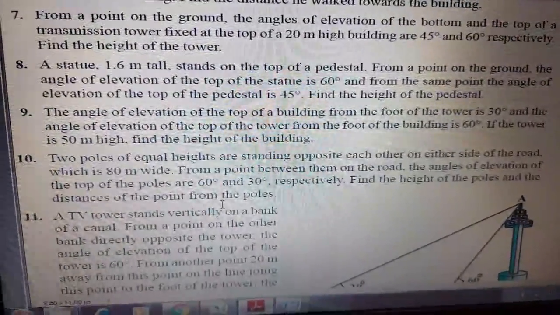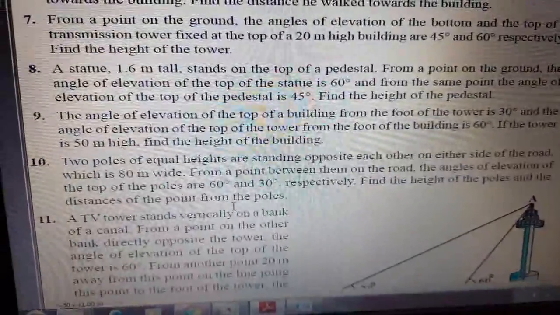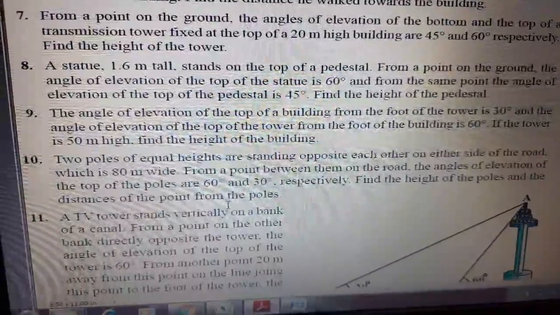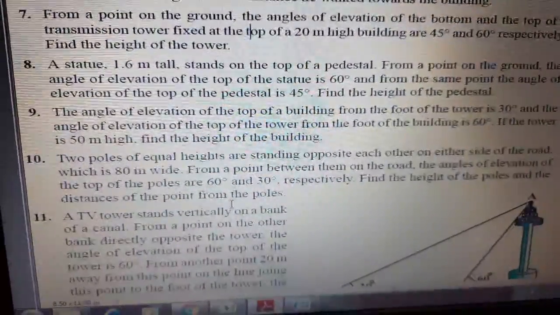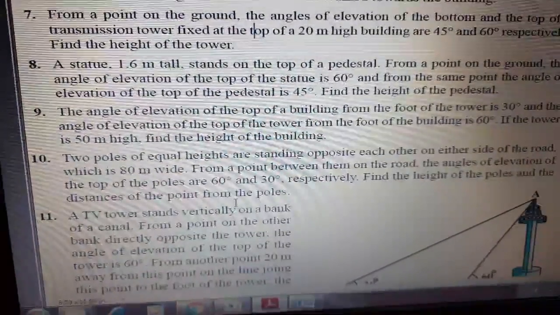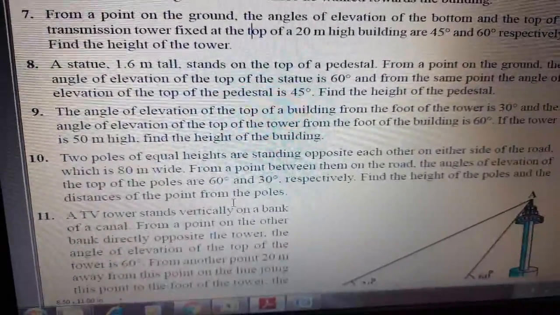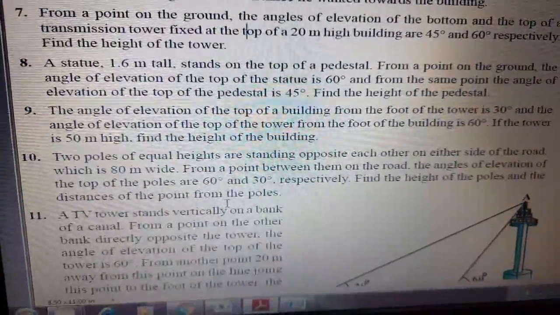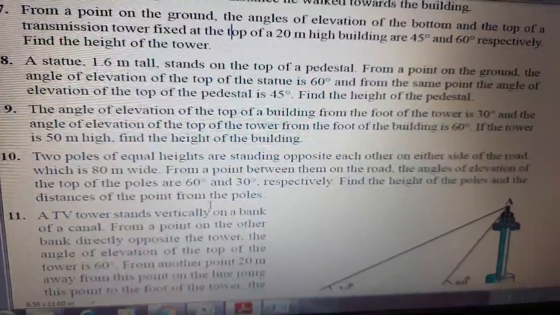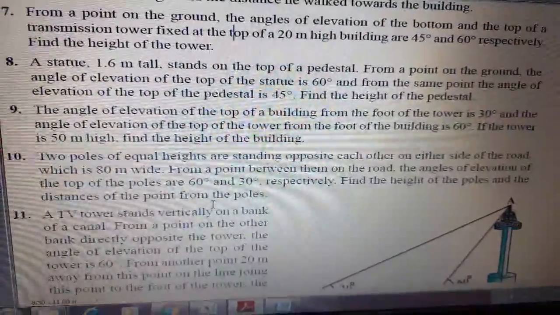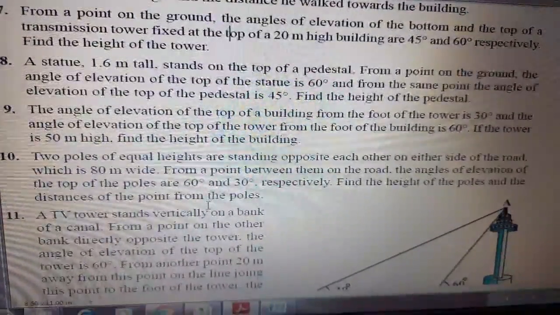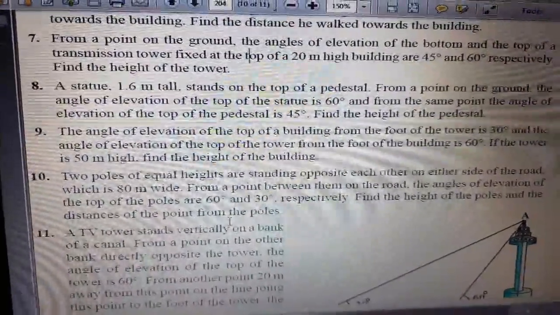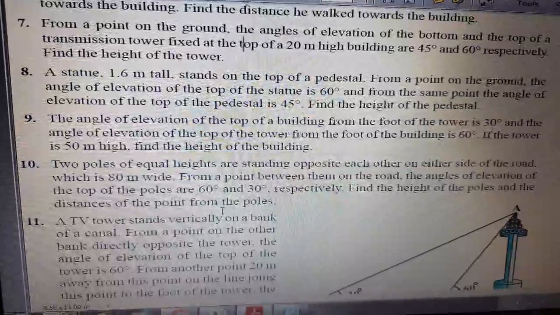Now, which will be higher, the building or the tower? As I told you, the object which has more height has the larger angle of elevation. One is a 30 degree angle, one is a 60 degree angle. The angle of elevation of the top of the tower from the foot of the building is 60 degrees. It means the height of the tower is more than the height of the building. Based on this given information, first we will draw our diagram.